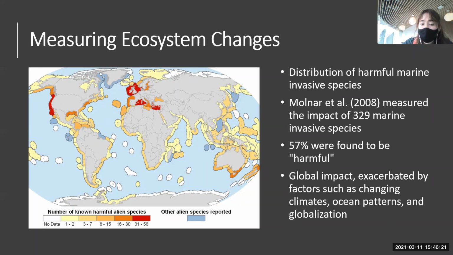Researchers also predict that the harm and spread of invasive species may be exacerbated by changing climates, ocean patterns, and globalization. Given these challenges, Isabel will now talk about some possible solutions.